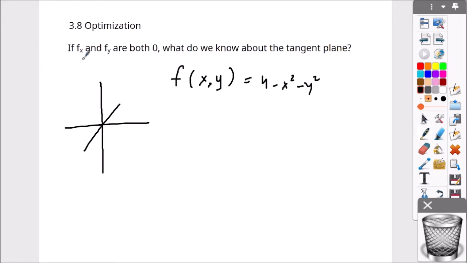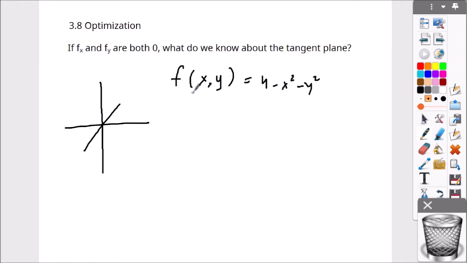First of all, what did we say? If fx and fy are both 0, which means the gradient vector is the 0 vector, then what do we know about the tangent plane? Well, let's graph a function that has fx and fy equal to 0 at a point. In this case, it would be at 0, 0, 0, basically.